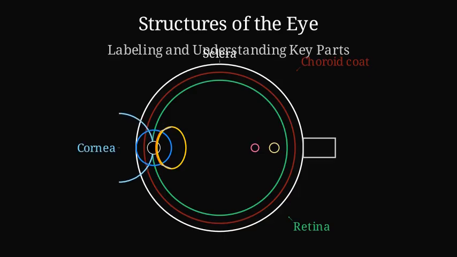Now, look at the front of the eye. The clear, curved front is the cornea. The cornea bends incoming light and helps focus it.